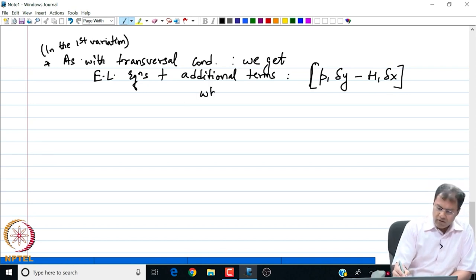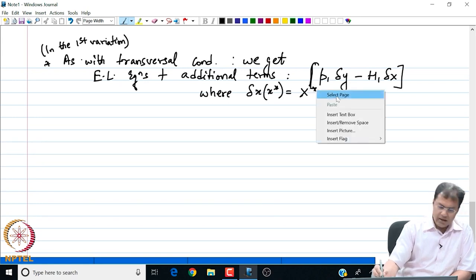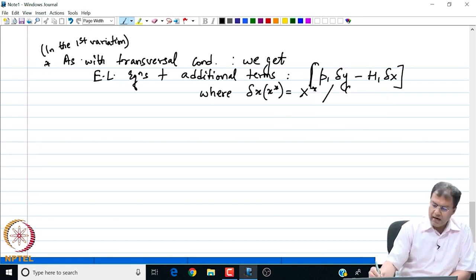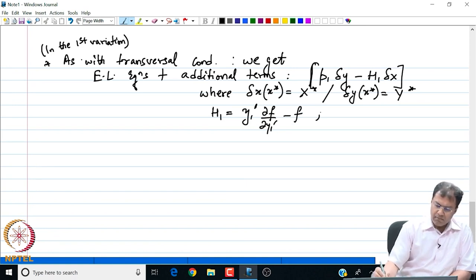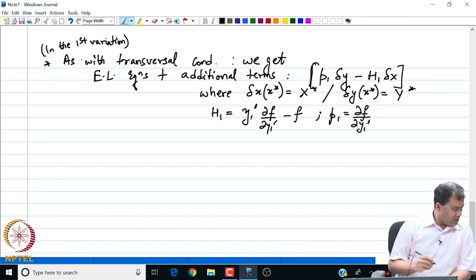Now, where my delta x at x star, the corner point comes out, let us say that this is capital X star, and my delta y at the corner condition x star is y star, right. So, which means my Hamiltonian, the function h, is by definition y 1 prime partial f partial y 1 prime minus f, and my p 1, the momentum, is partial f partial y 1 prime, right. Okay.